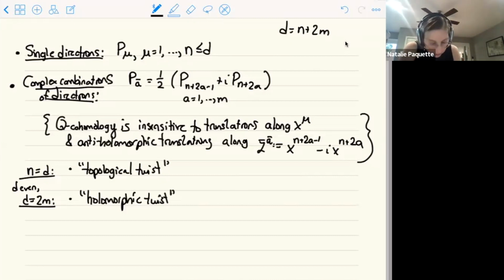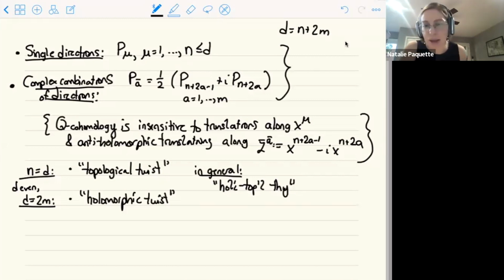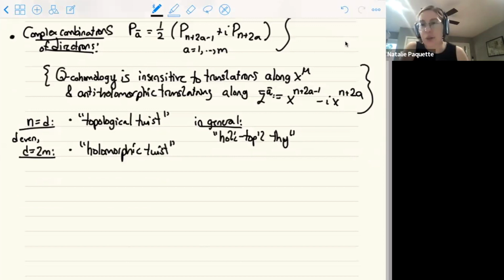More generally, the output of the twist is something that we call a mixed holomorphic topological theory, where in general we have both of them in the game. So twisted theories will always be one of these three types: either fully topological, fully holomorphic if the dimension is even and you can get away with that, or some combination of the directions will be topological and some will be holomorphic. That's the most general thing that can happen.